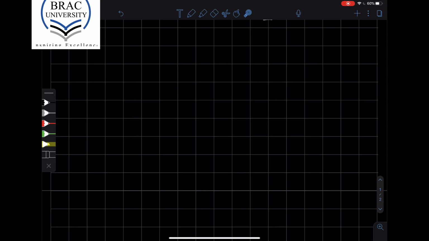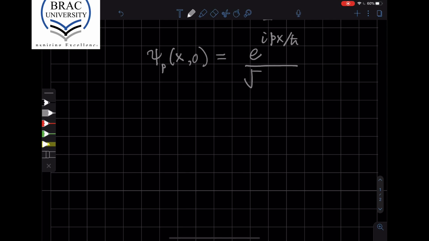And for example, we can look at an extreme case. Suppose that we consider a plane wave at some specific time. So we have some plane wave, and it is a momentum eigenstate. It has a momentum p, and we are looking at it at some time t equals 0. Then we know that the plane wave has the form e to the i p x over h bar, and the conventional normalization is 1 over the square root of 2 pi h bar.